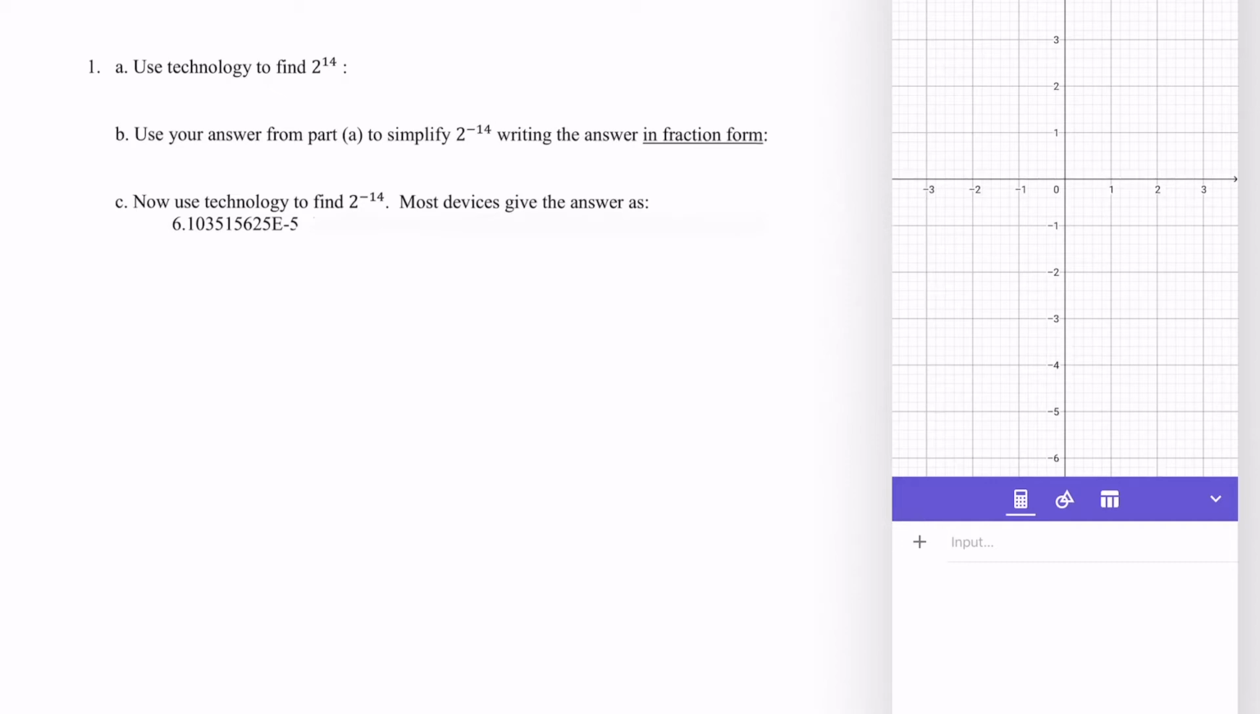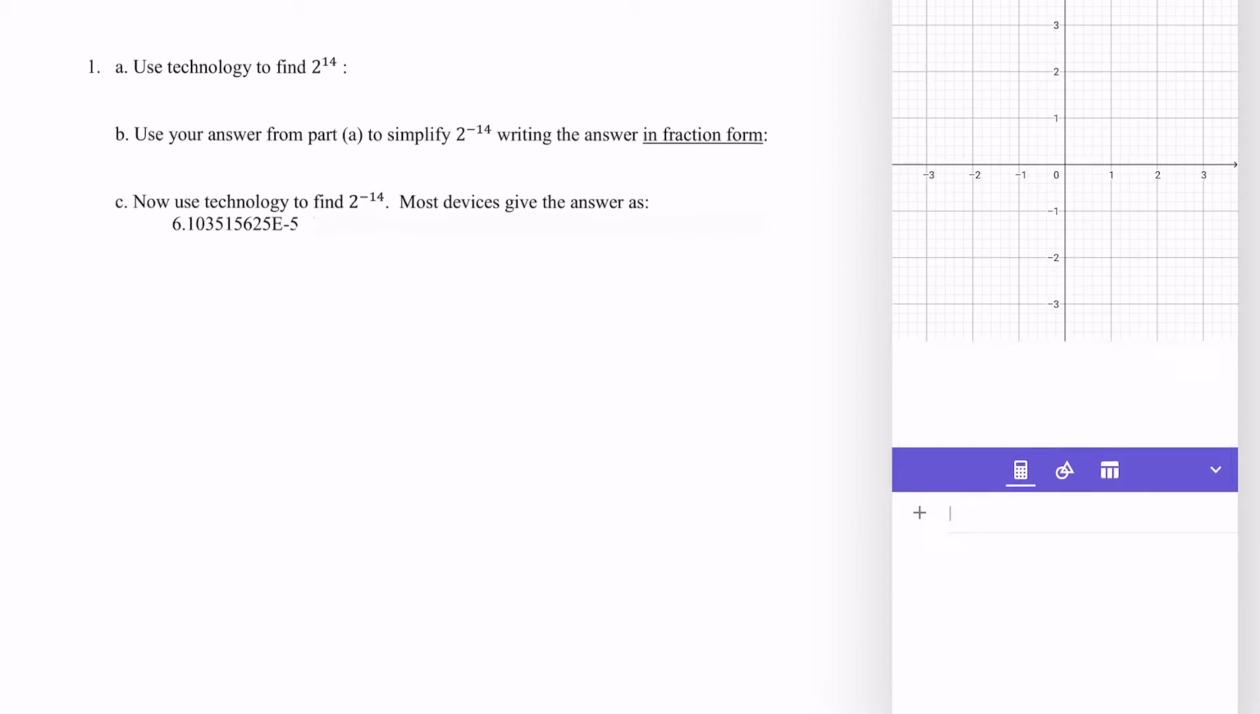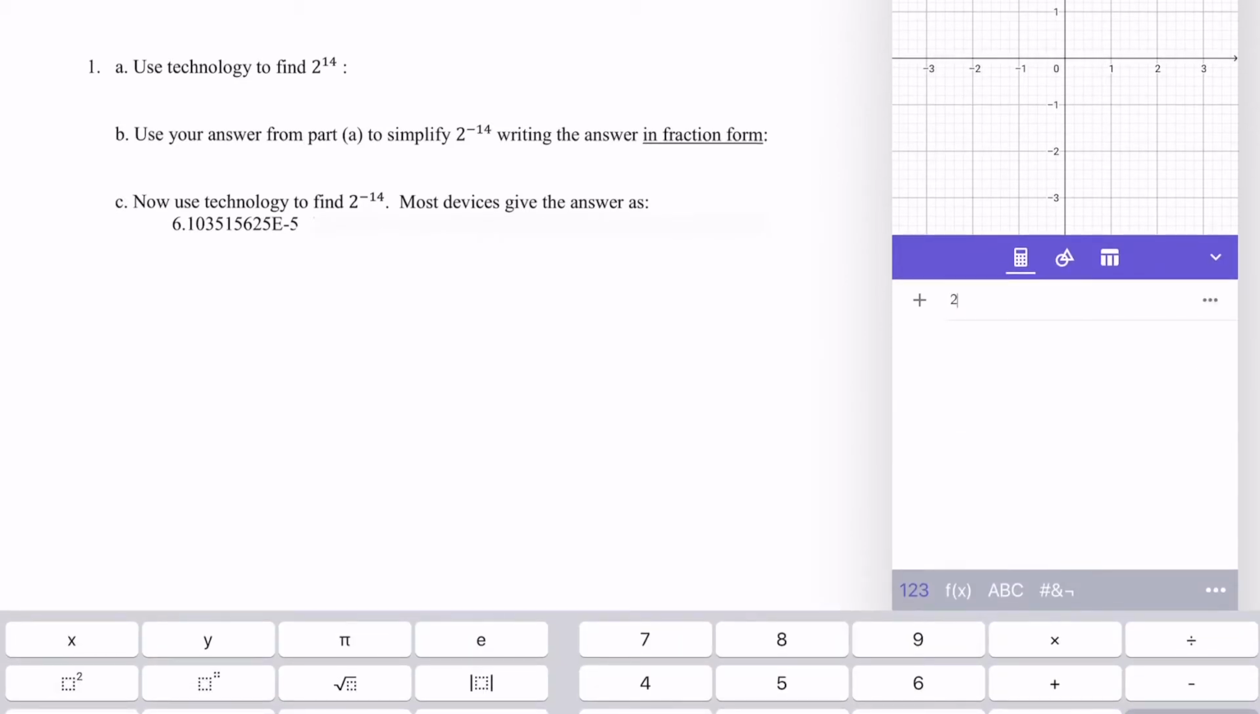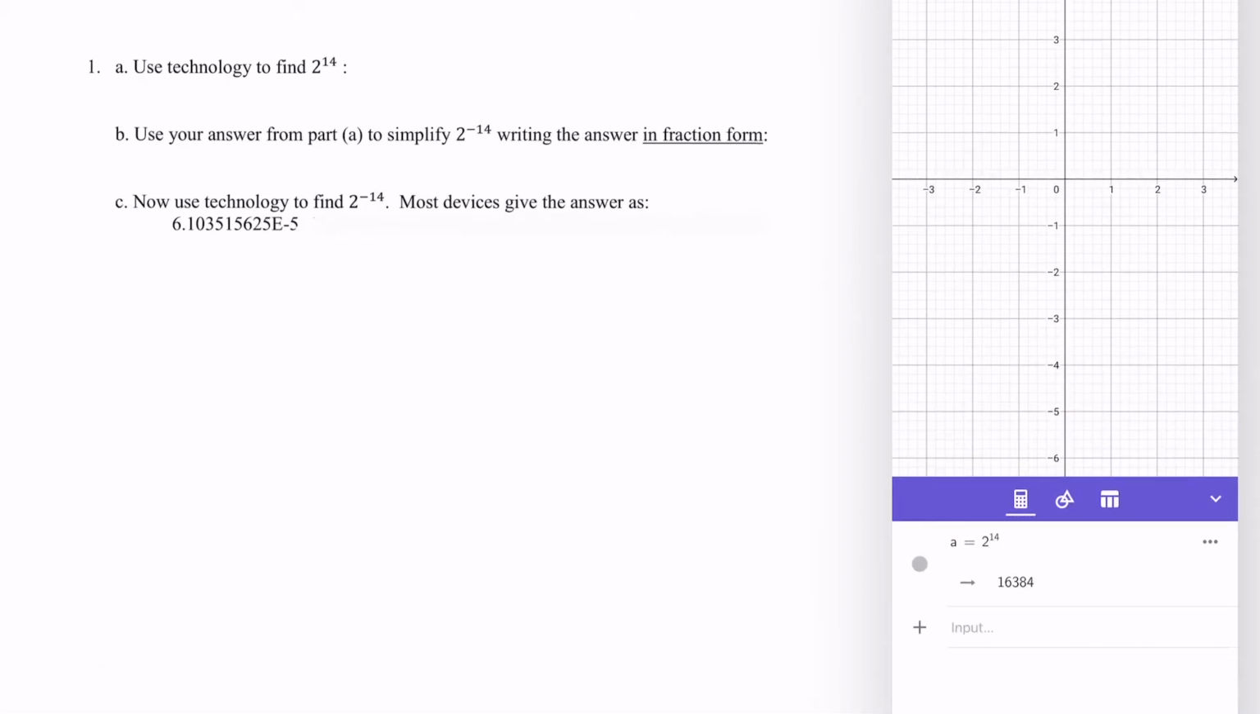Welcome. In this video, we're going to continue Unit 2. Let's use technology to find 2 to the 14th. I already have GeoGebra up, so I'm going to type in 2 to the 14th power. So 2 to the 14th power is equal to 16,384.